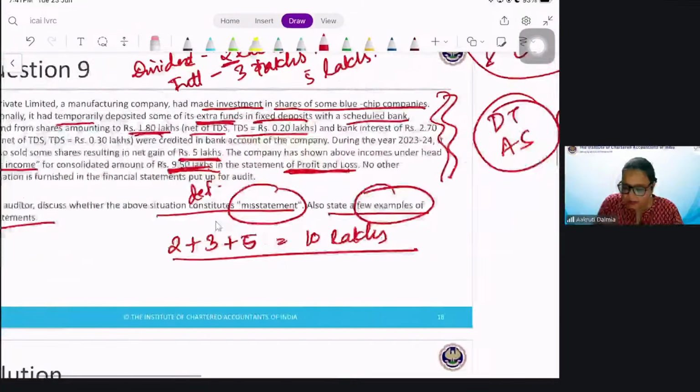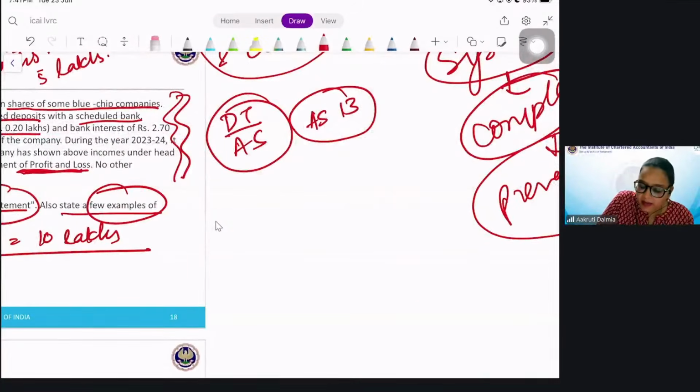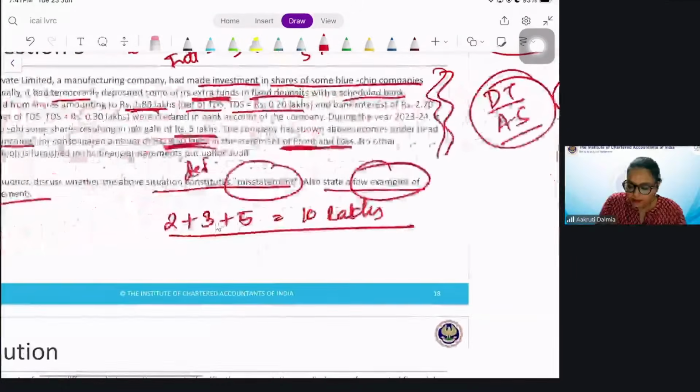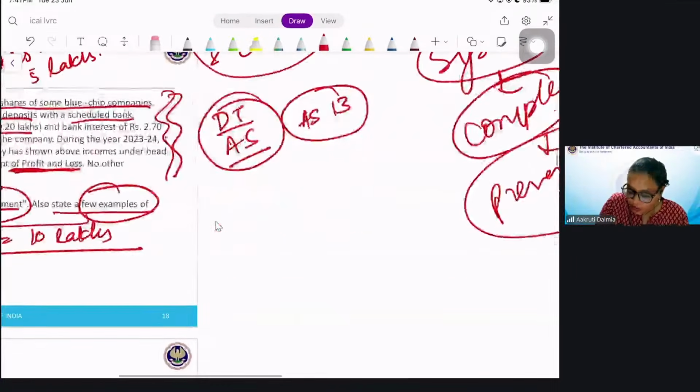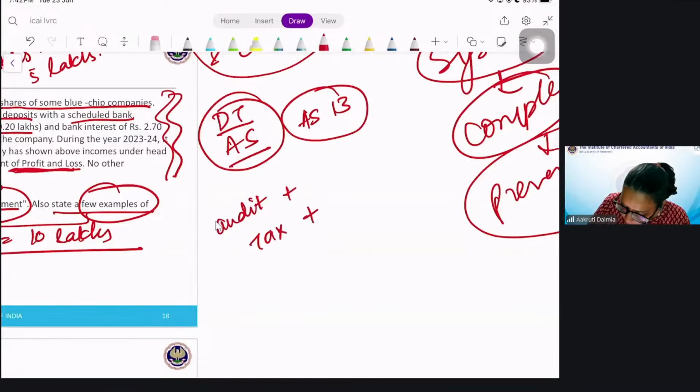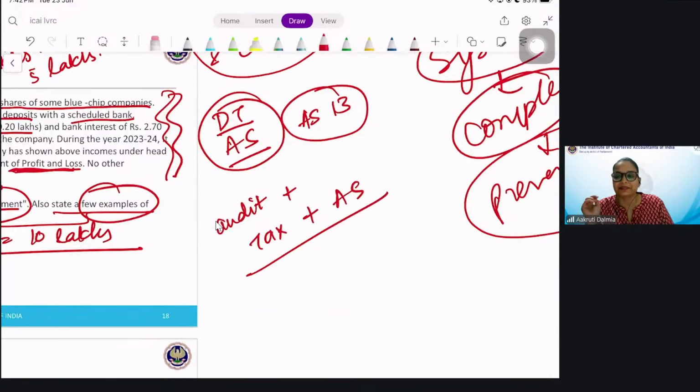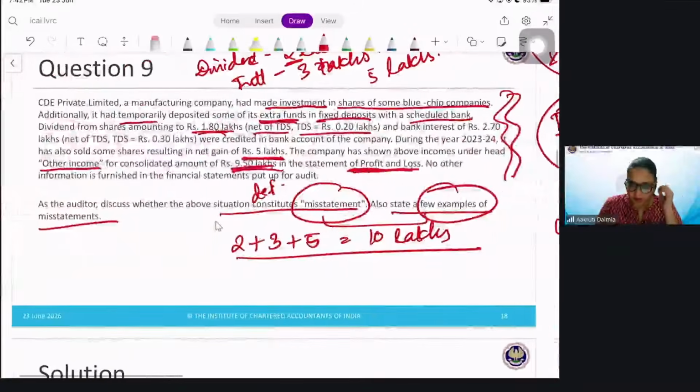This is fully analysis. You have to use your income tax and AS knowledge, and both you will get from audit. So to write this answer, you should have audit knowledge plus tax knowledge plus AS knowledge. Do you understand? This is a small synopsis of how the real life of an auditor is. Because when you go for audit, you should have knowledge of everything. Then you are a good auditor, because then only you can apply knowledge. So the answer is very straightforward.